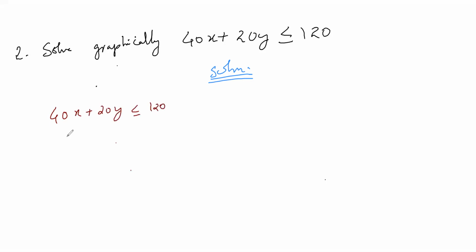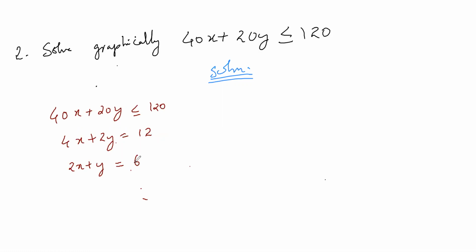Now if I cancel all these zeros, it will become 4x plus 2y. Make it equal to, it's not a problem, we'll make it an equation first, equal to 12. If I make it a line, that's it. Now again, if I simplify it, 2x plus y is equal to 6.